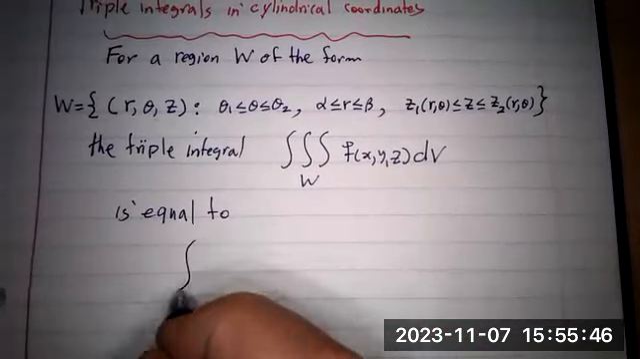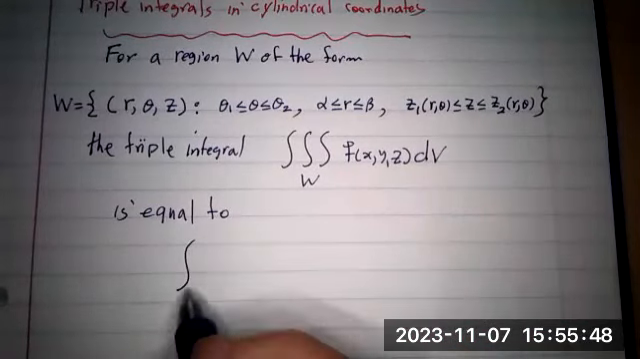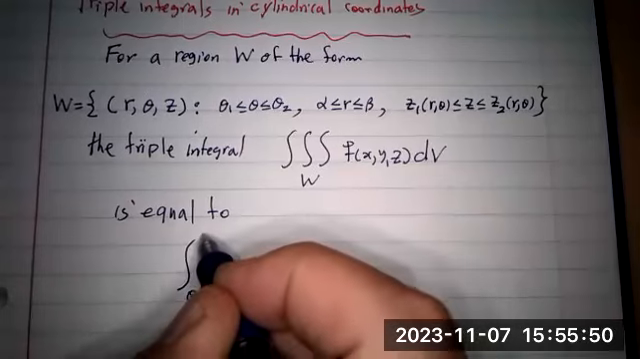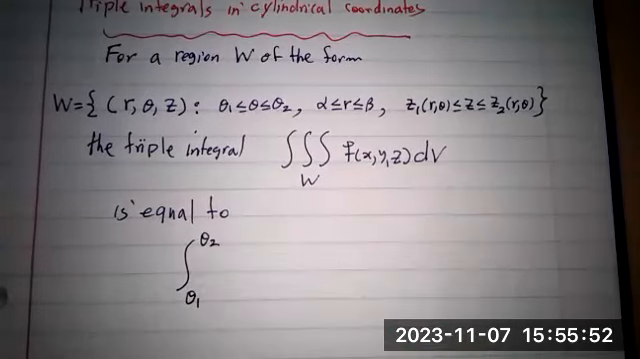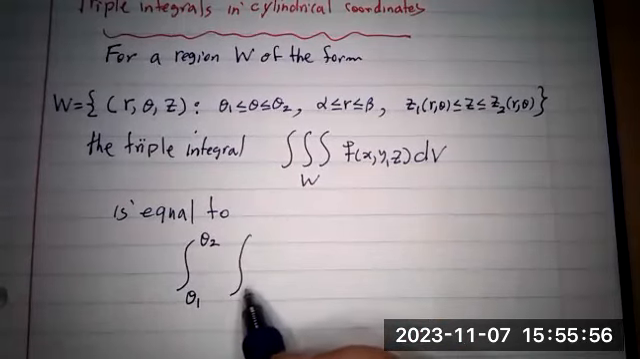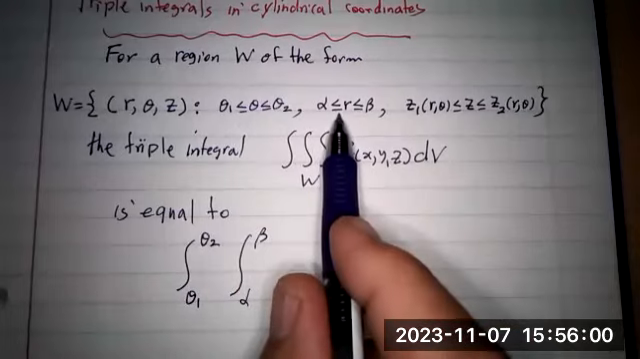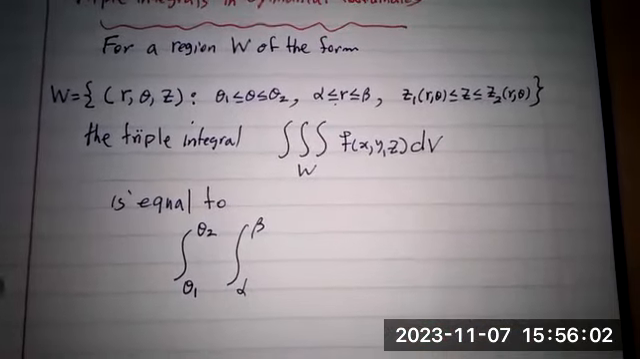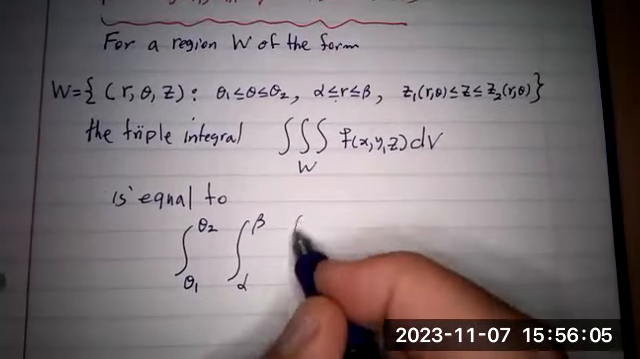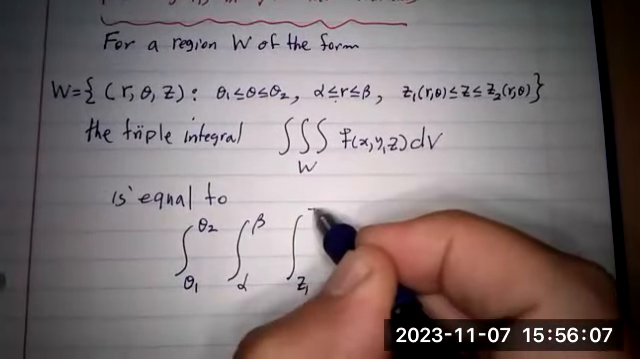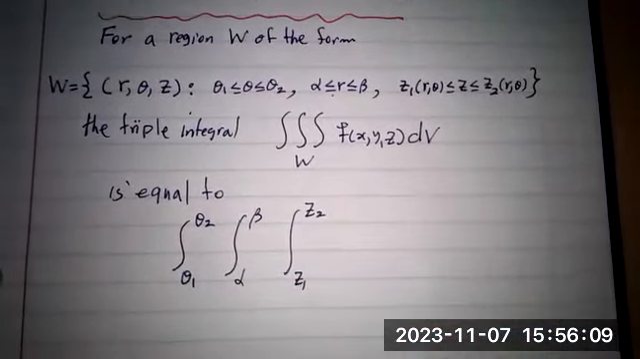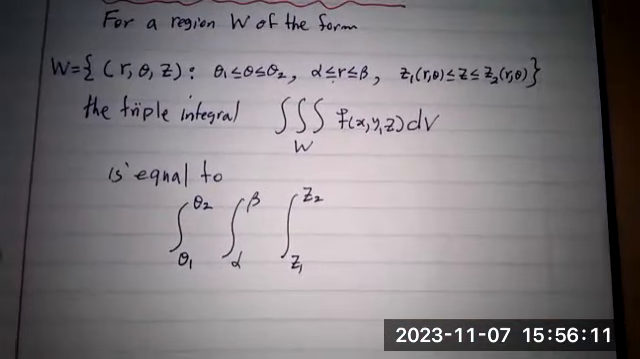We get a triple integral, going from theta 1 to theta 2. This means you integrate with respect to theta at the end. Then r goes from alpha to beta, which means you integrate with respect to r in the second step. And z goes from z1 to z2, which means you integrate with respect to z first. That's the limits of integration.